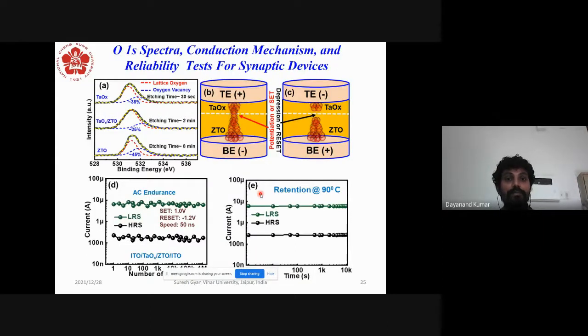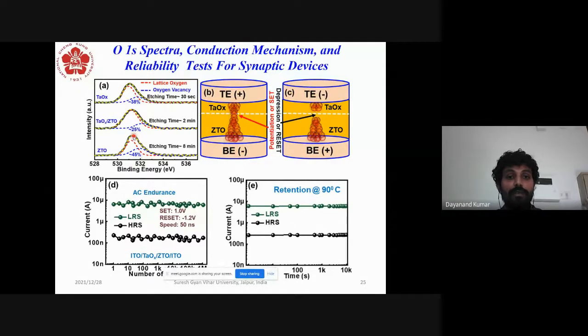So why is the bilayer device highly stable? Why are we getting high endurance and other properties? We can see this based on the XPS analysis. Here is the top layer: in the top layer, TaOx, the oxygen vacancies are 38%. In the middle layer, which is actually the interface of both layers, it is 25%. And in the bottom layer, GTO, it is 45%.